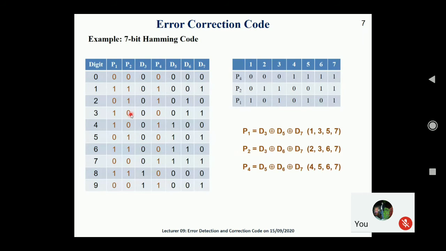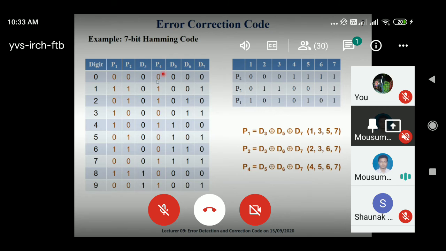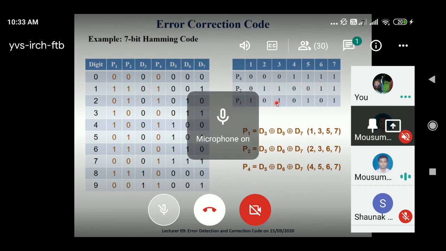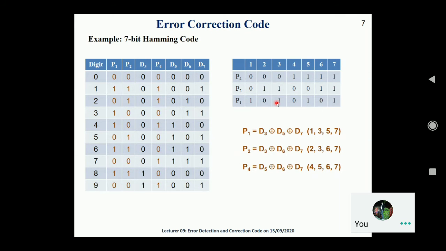Why is P2 equal to 0? P2 equal to 0 means D3, D6, D7. D3 is 0, D6 is 1, and D7 is 1. Already it is even, so it is 0. Why is P4 0? P4 means D5, D6, D7. An even number of ones have occurred, so it is 0. This way we can use the concept of even and odd parity. Any doubt? No, sir.